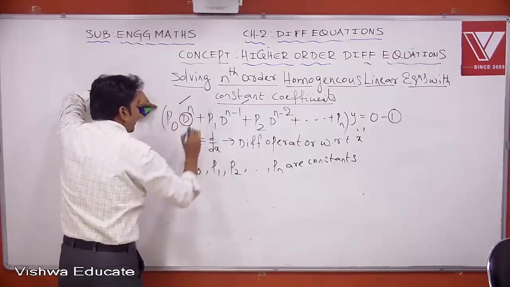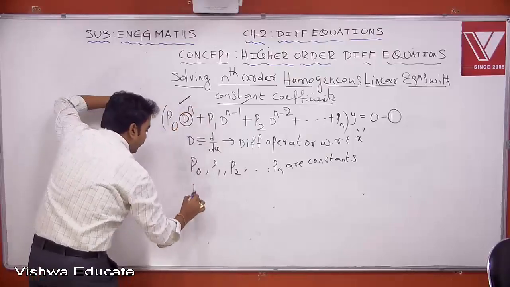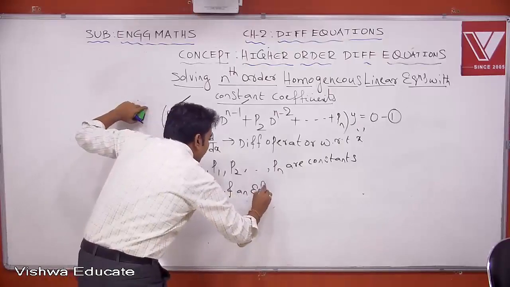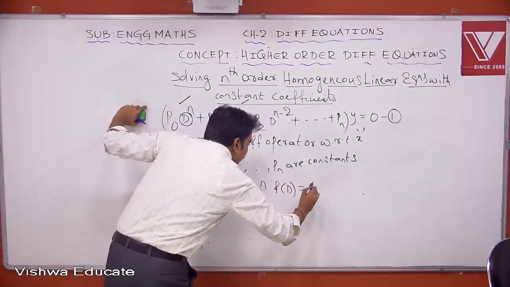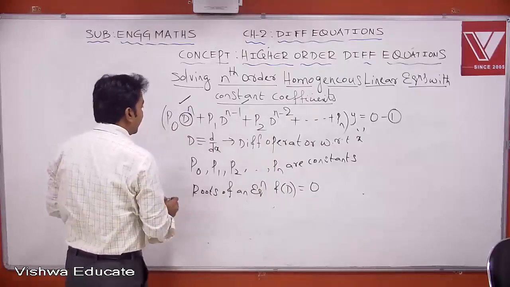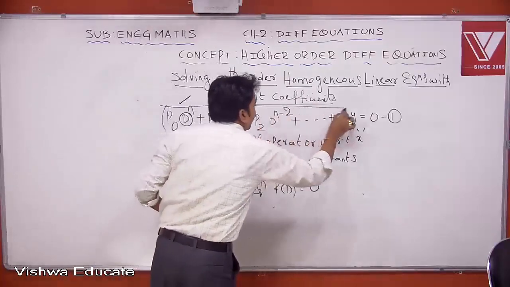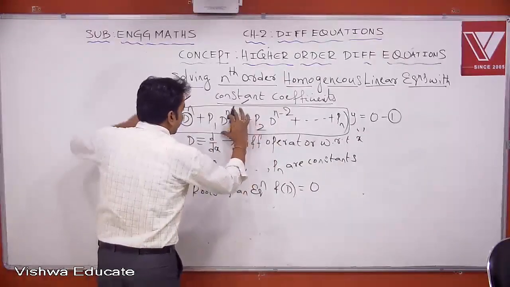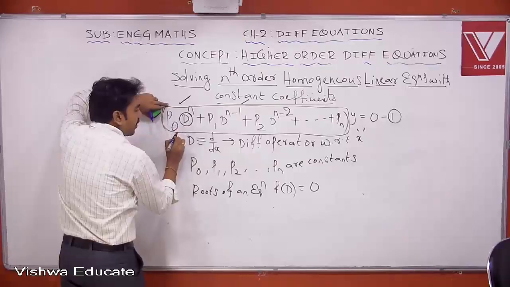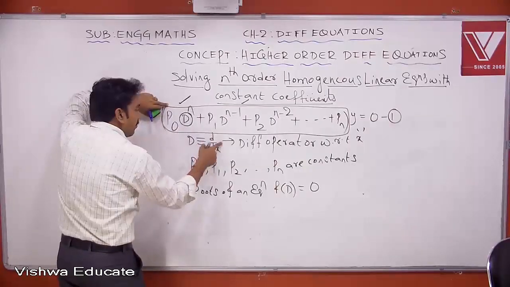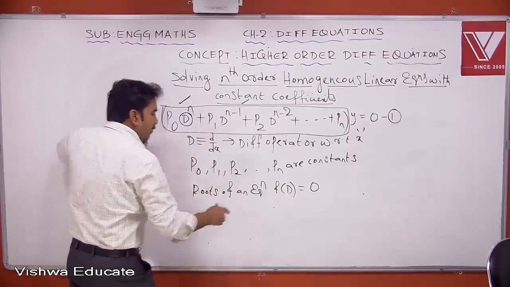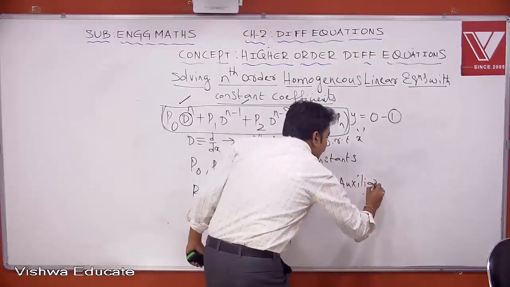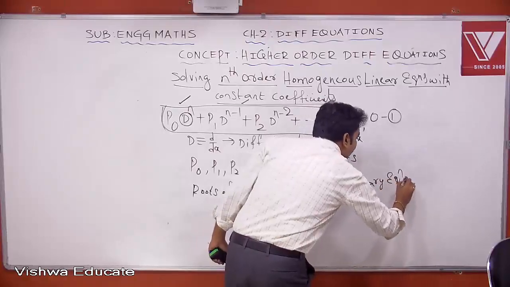Now if I want to solve this equation, I consider roots of an equation, that is f of D equal to 0. Now what is this f of D? This LHS part I call it as f of D. So this is simply a function in terms of variable D. I call this capital D as d by dx, but I can view it as a variable. Therefore this is called the auxiliary equation of equation 1.